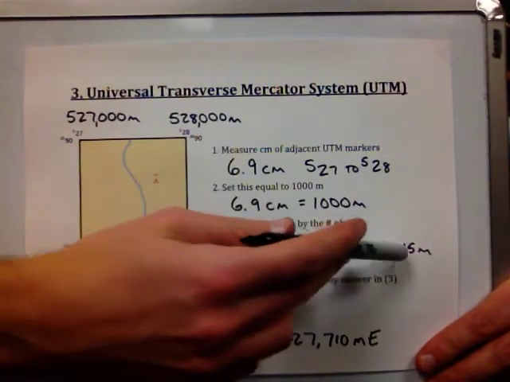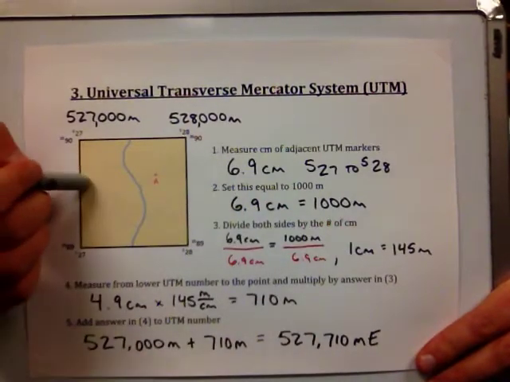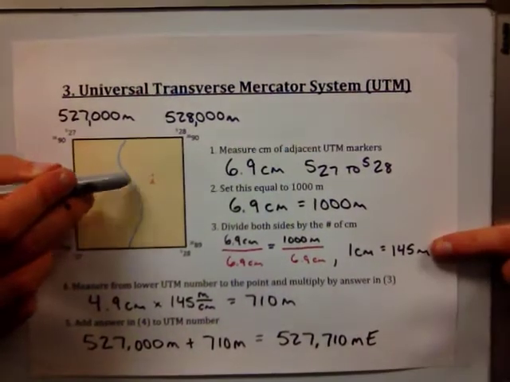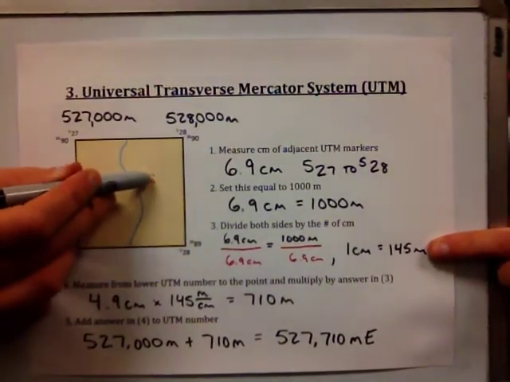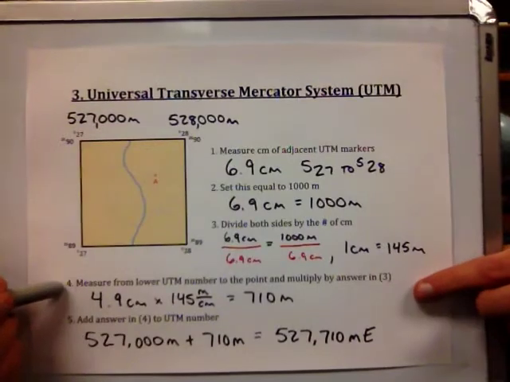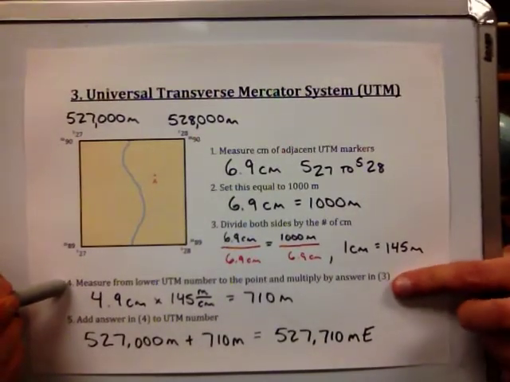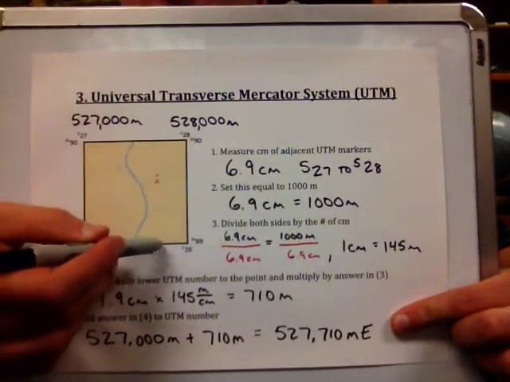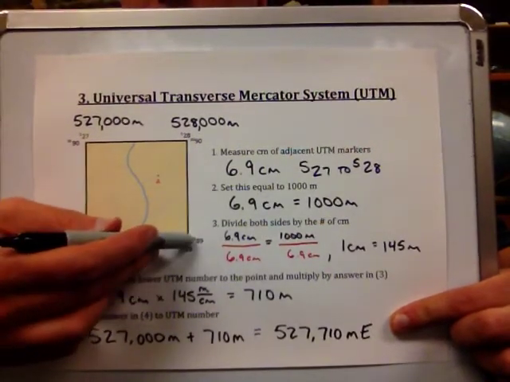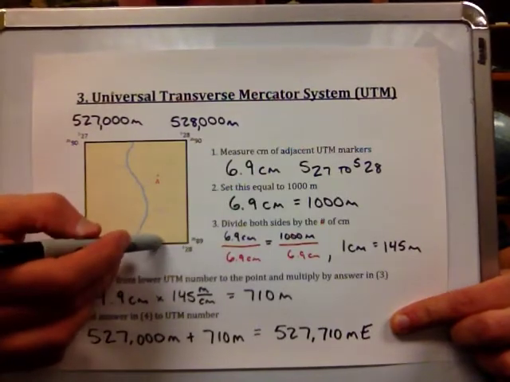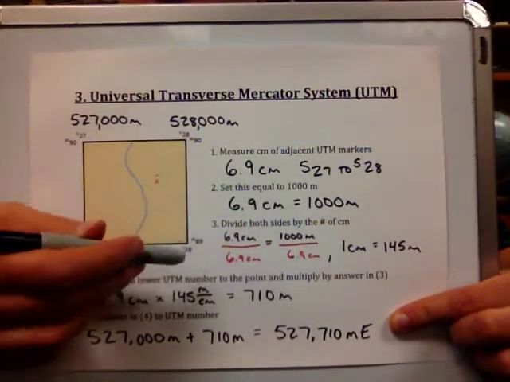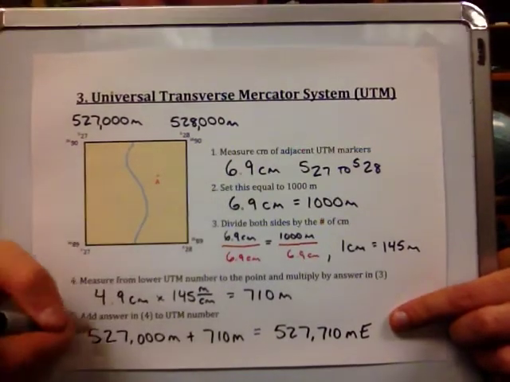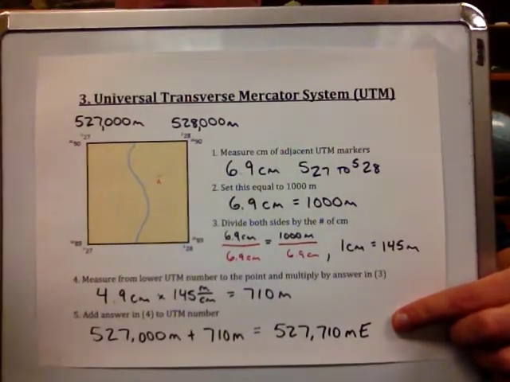So we got 1 centimeter is 145 meters when we're measuring to the east. The same thing holds true when we're measuring to the north. 1 centimeter will still be 145 meters measuring north. So the only thing you really need to do for the north is steps 4 and 5, but instead of measuring it from the east, you'd measure it from the lower UTM coordinate, which in this case is in the south, up to the point, and remember to add 3 zeros at the end of your number for the UTM coordinate so that when you go to add it, you get what it actually is.